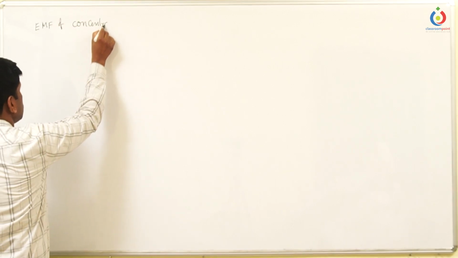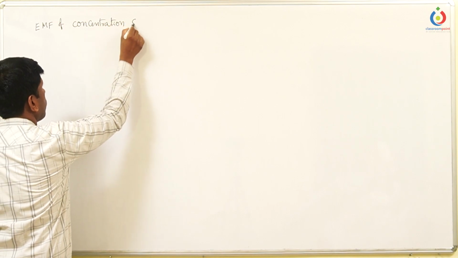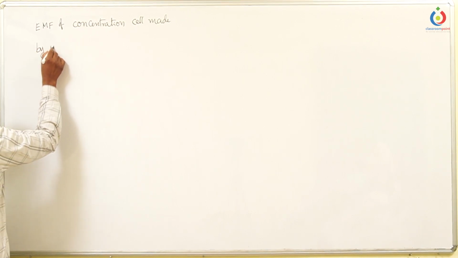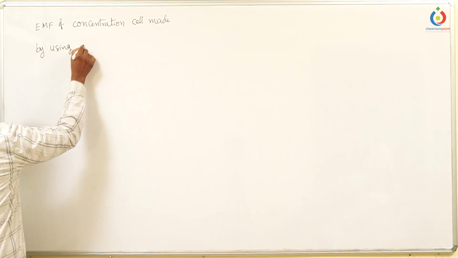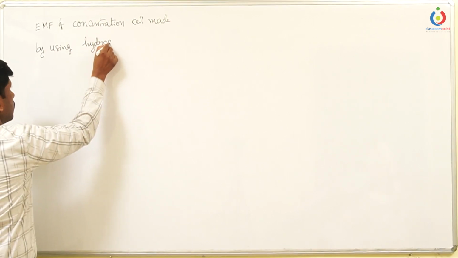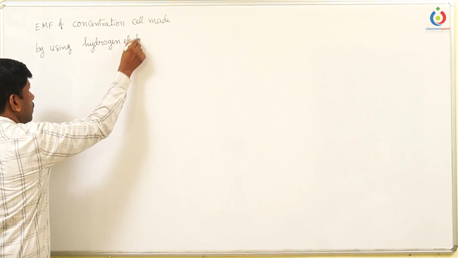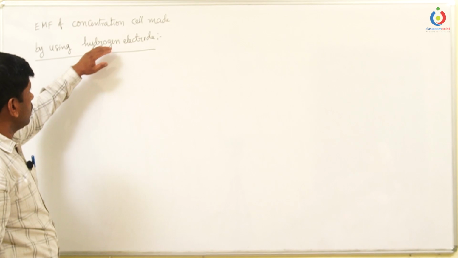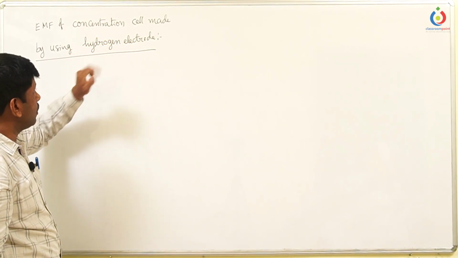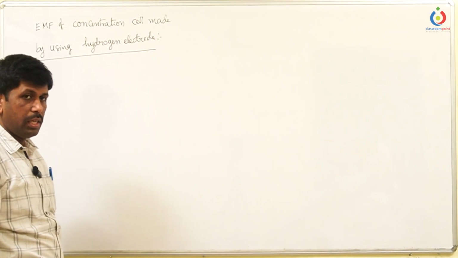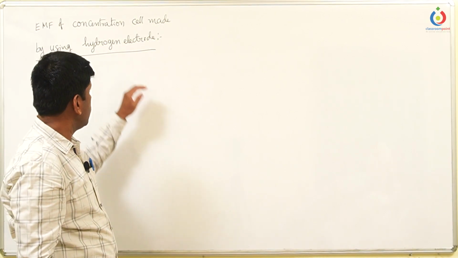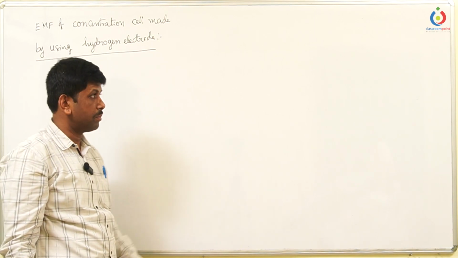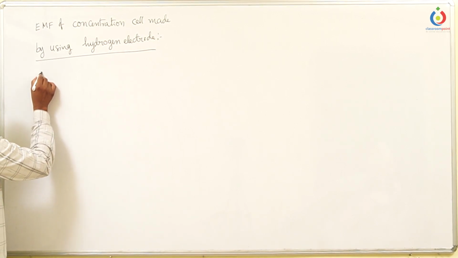EMF of concentration cell made by using hydrogen electrode. So we are taking the concentration cells that are made by the hydrogen electrode. Basically we are discussing electrolyte concentration cells made by the hydrogen electrode. That means H plus ion concentrations are different, because here the electrolyte is H plus ion. So now let us try to represent this cell.